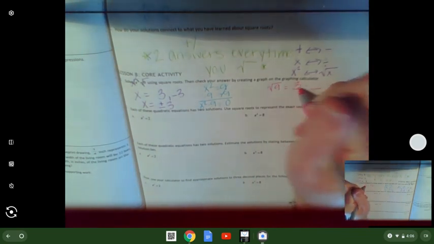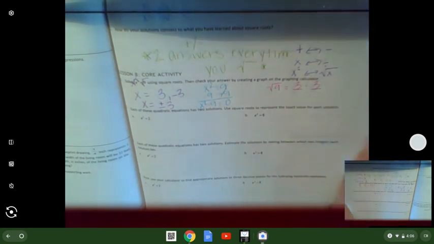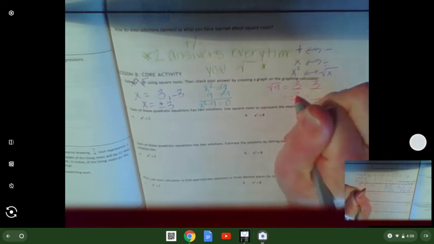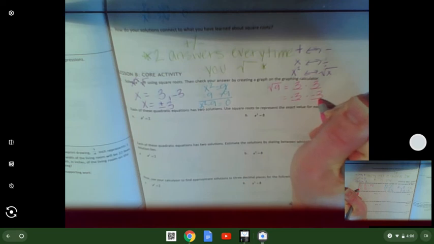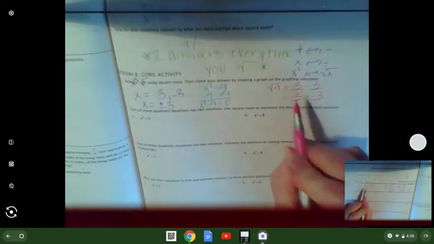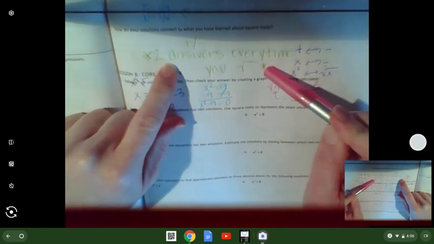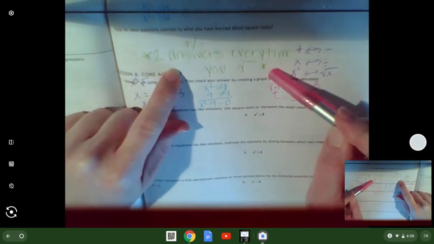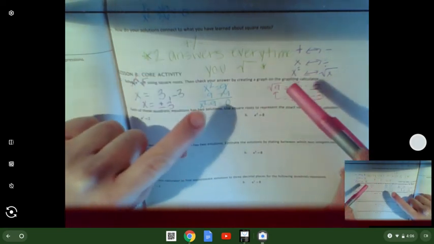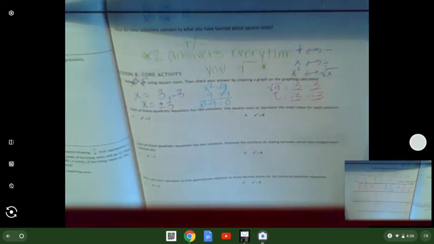What number times its identical twin gives me 9? Well, I know 3 times 3 gives me 9, but at the same time, -3 times -3 gives me 9. Two negatives make a positive. The downfall of the calculator is if you had typed in the square root of 9 in your calculator, it will never show that negative. This is one of those things you just have to remember. Anytime you square root, you get both a positive and a negative answer.